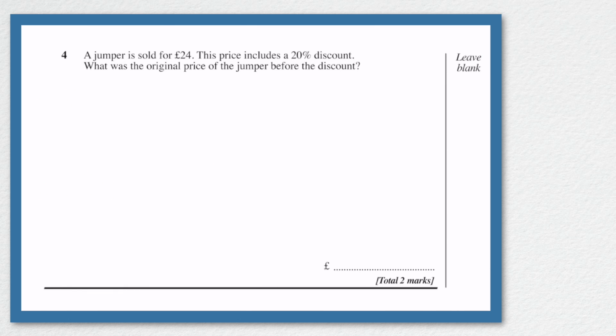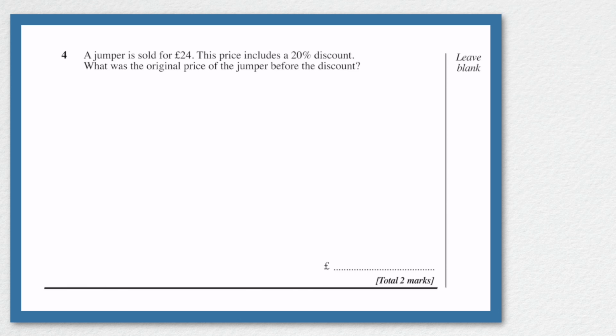The next type of question I'm going to cover involves amounts that have been decreased by certain percentages, but we don't know what that amount was to start with. Have a look at the following question. A jumper is sold for £24. This price includes a 20% discount. What was the original price of the jumper before the discount?